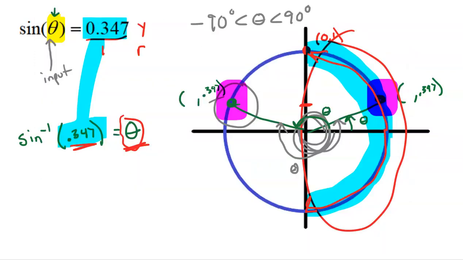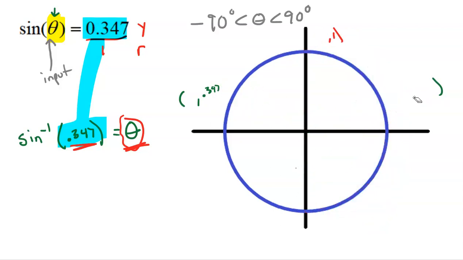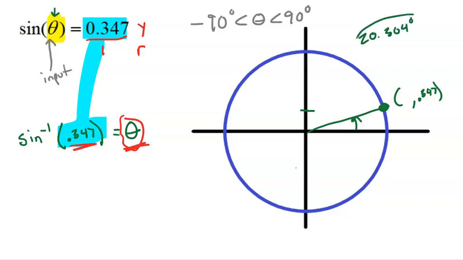Let me refresh this a little bit here. It's getting really messy. Sorry about that. Okay, so once again, if I understand that a y value of 0.347 is right around here, that's where my y value is 0.347. That angle right there, I just found out to be 20.304 degrees. So there is my angle. That's it right there. I just drew it. It's perfect, right? It's gorgeous.